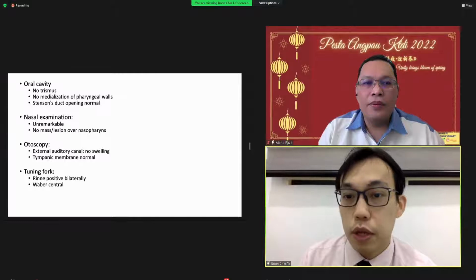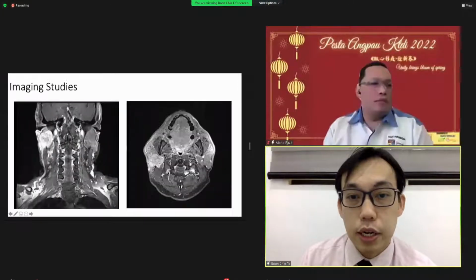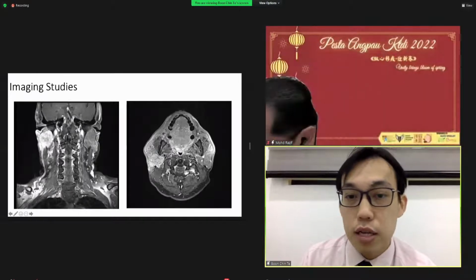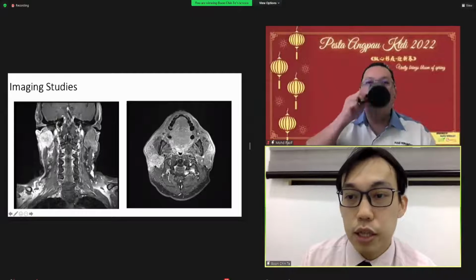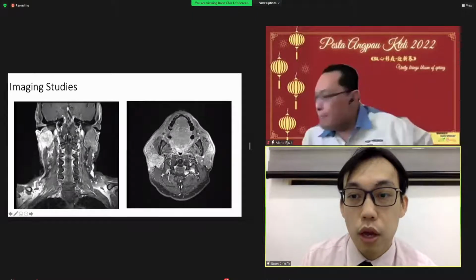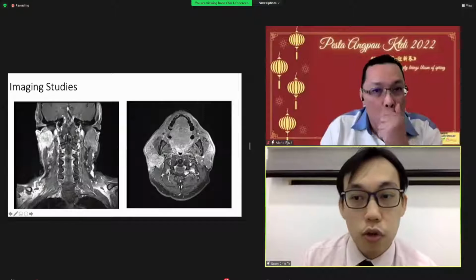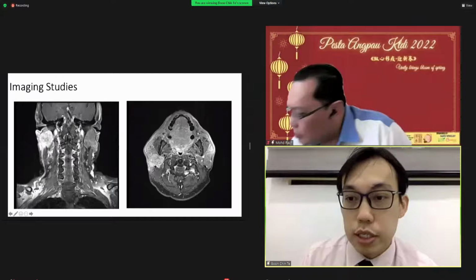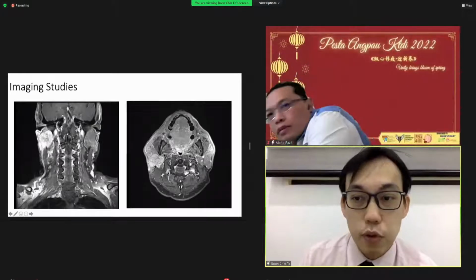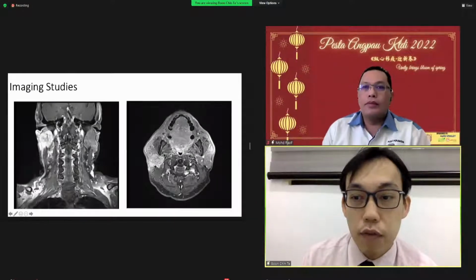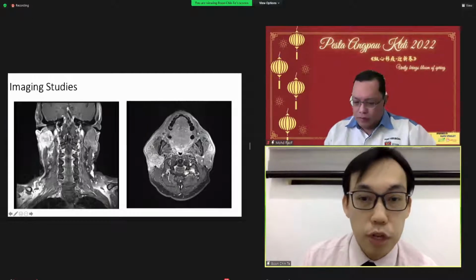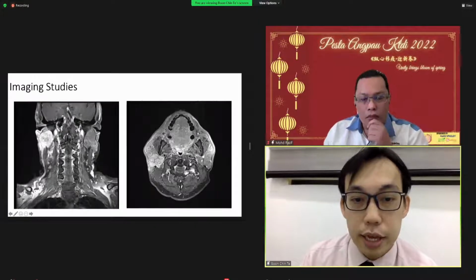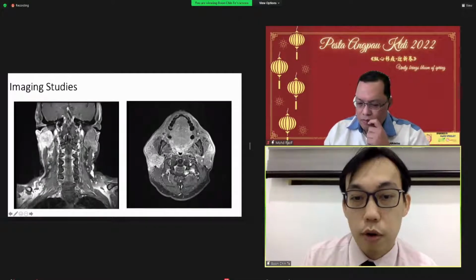So the patient was able to get the MRI study done very fast. This is the MRI T1-weighted post contrast, one in the coronal cut and one in the axial cut. Let me orientate the scan. You can see there's a lobulated soft tissue mass with heterogeneous enhancement. It involved predominantly the superficial lobe of the right parotid gland, and extends to the deep lobe of the parotid gland.